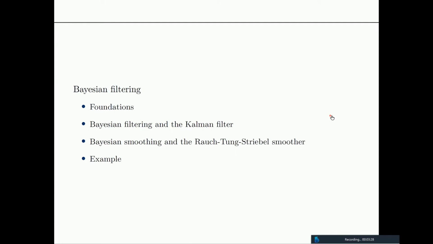That would be the outline. First I'm going to introduce the foundations, which is mainly the definition of probabilistic state space models, what they are, and then introduce the idea of Bayesian filtering and its specific case, the Kalman filter, then Bayesian smoothing and the Rauch-Tung-Striebel smoother, and then show you one example and point to some extensions.